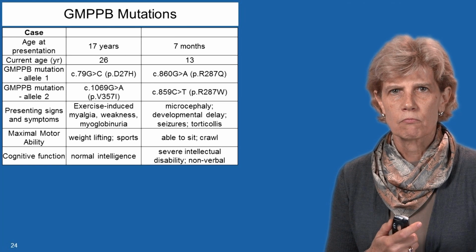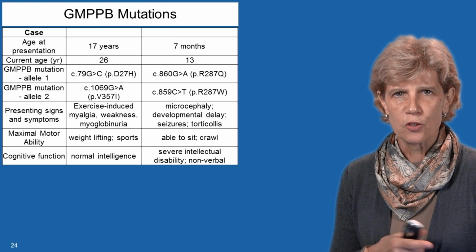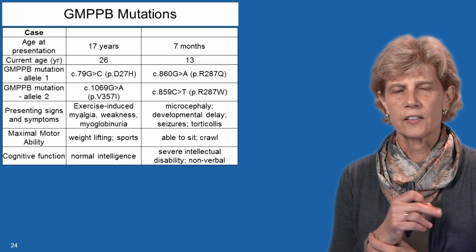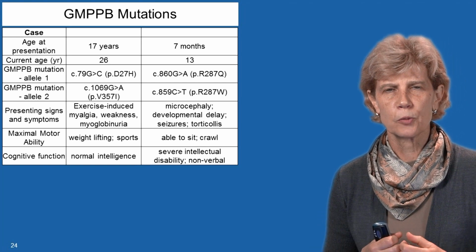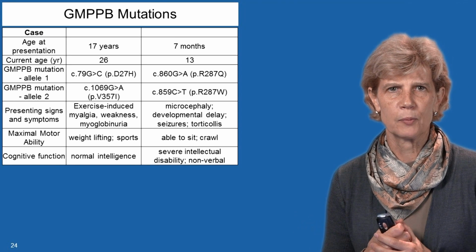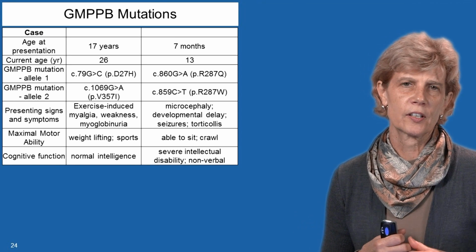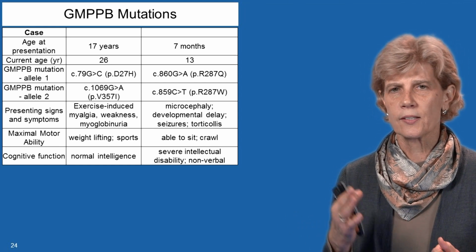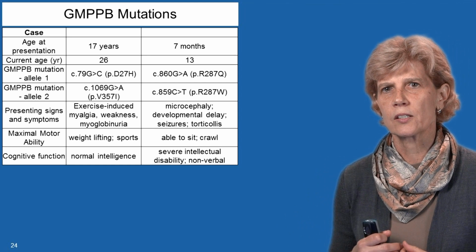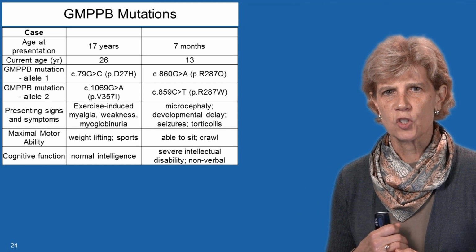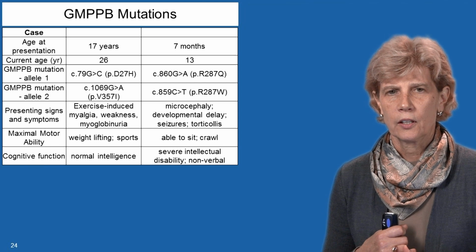Now, this is not the first patient that I've presented to you with mutations in GMPPB. In this table, I'm just comparing the two patients that I've presented here with GMPPB. The current one started having symptoms at age 17 years and is now 26, and the other was a girl who presented at age 7 months and is now 13. They both have GMPPB mutations.